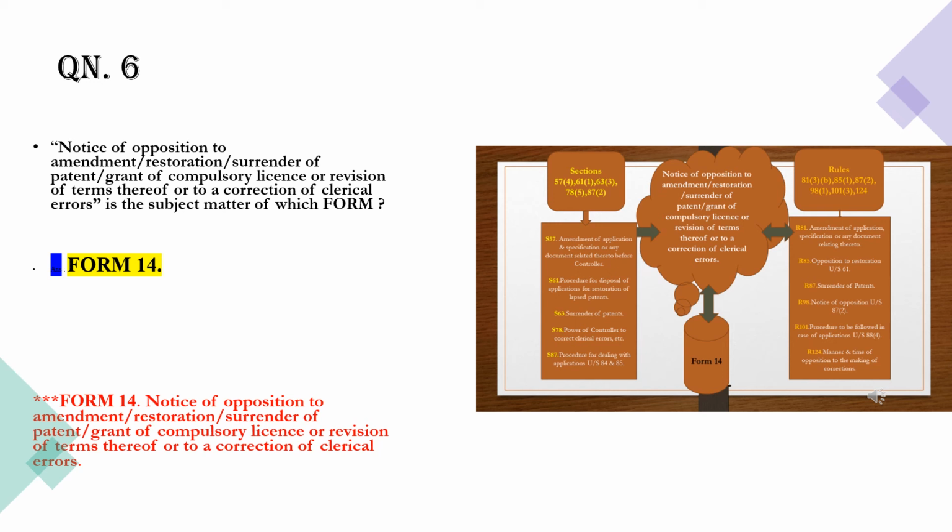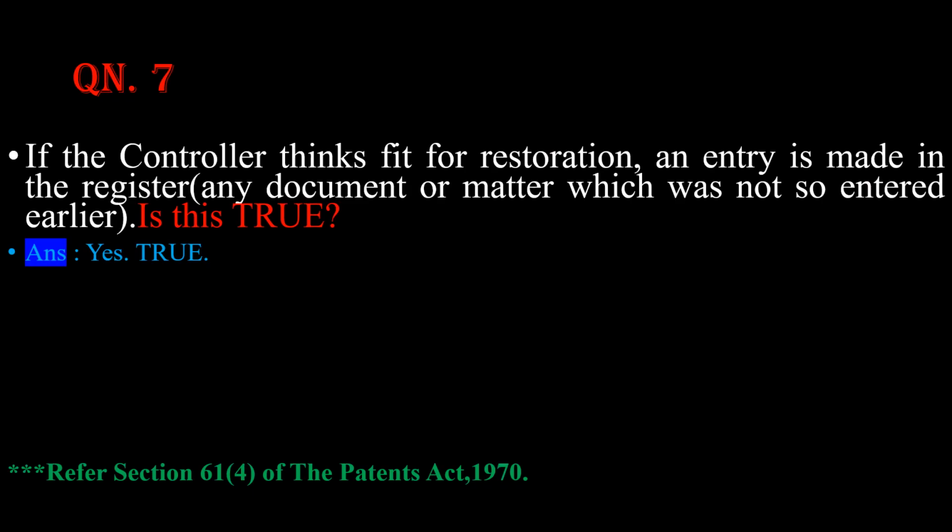Form number 14 is notice of opposition to amendment or restoration or surrender of patent or grant of compulsory license or revision of terms thereof or to a correction of clerical errors. For this, I have also given the old slide here where we had tried to establish the relationship between the relevant sections, relevant rules and the form. Okay, let us proceed.